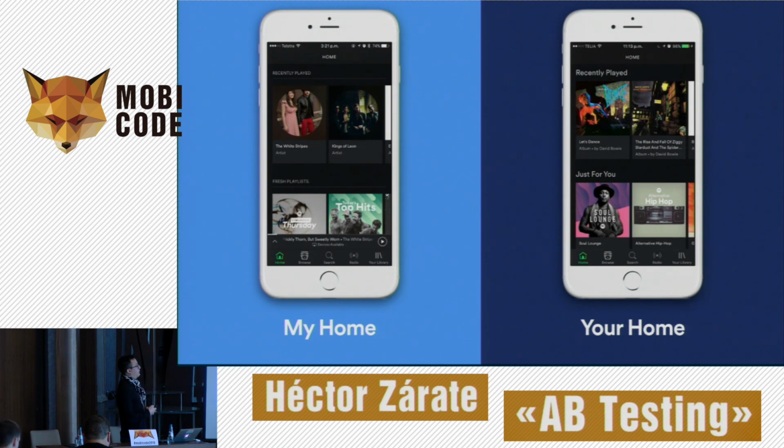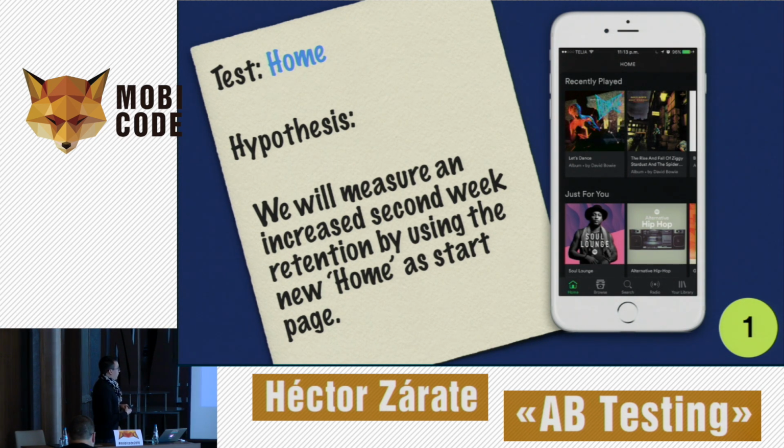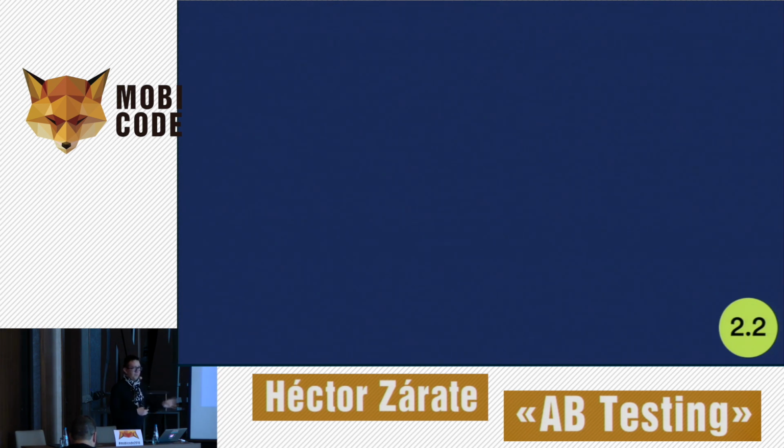And we come to our hypothesis. So we will measure an increased second week retention by using the new home as a start page. So we're going to try this new homepage that is very personal versus the standard homepage that we had before. This is our hypothesis, and our success metric is increased second week retention of our users. And we go in a very similar way to our previous test.